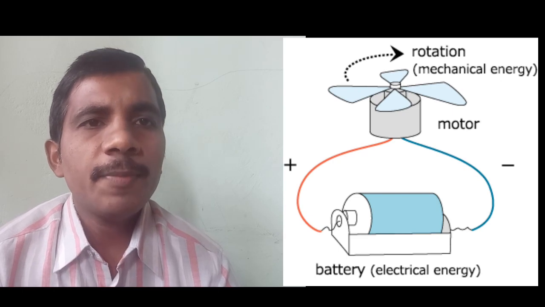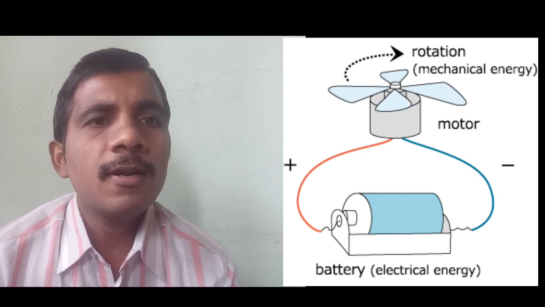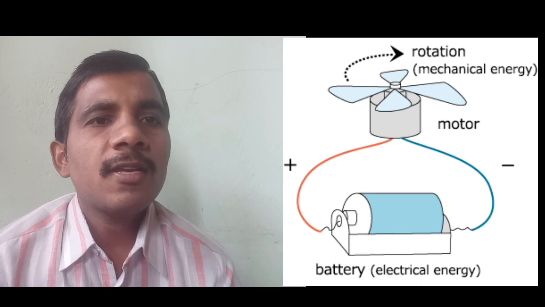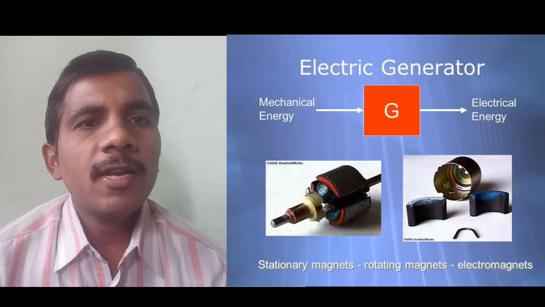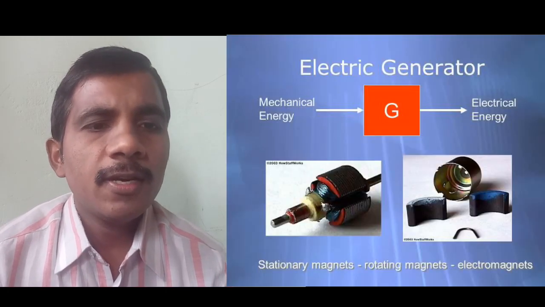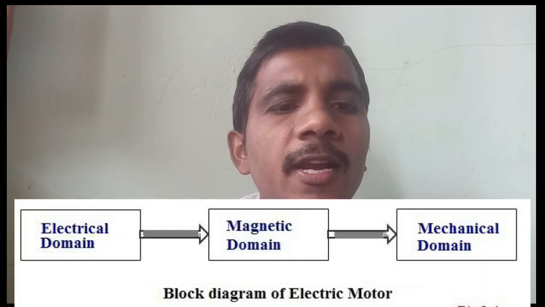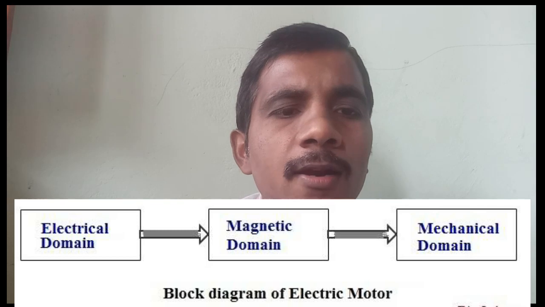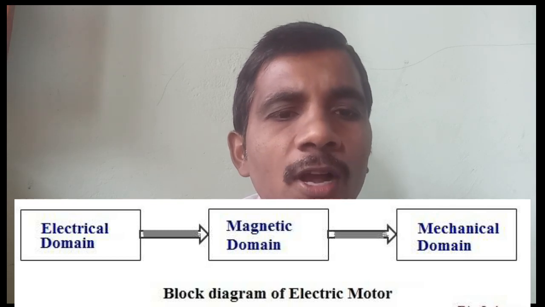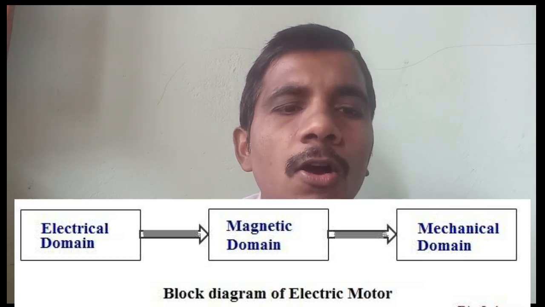A device which converts electrical energy into mechanical energy is called a motor. Vice versa, a device which converts mechanical energy into electrical energy is called a generator. Electromechanical energy conversion involves the interchange of energy between the electrical system and the mechanical system through a medium of coupling called electric field or magnetic field.